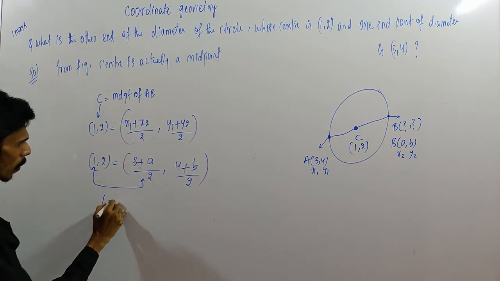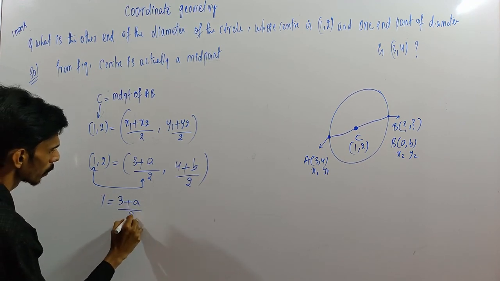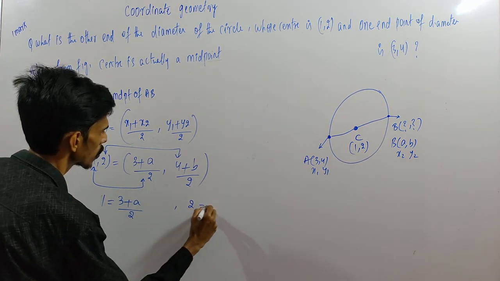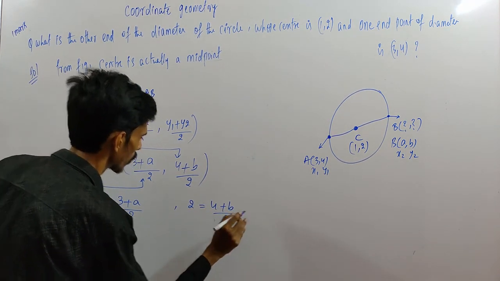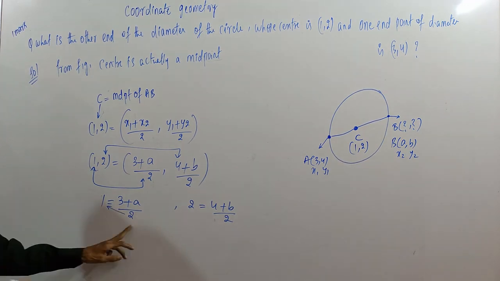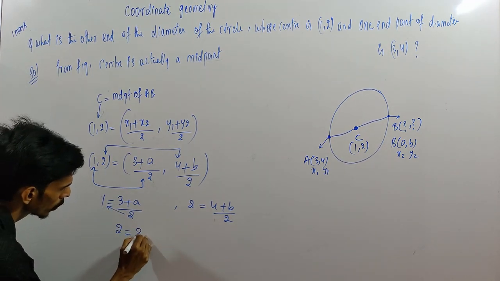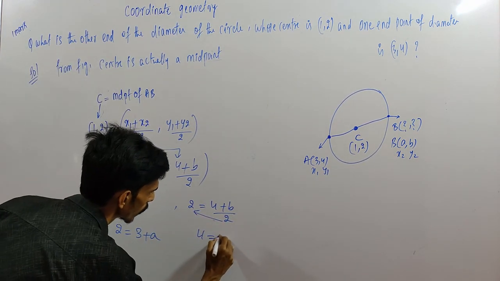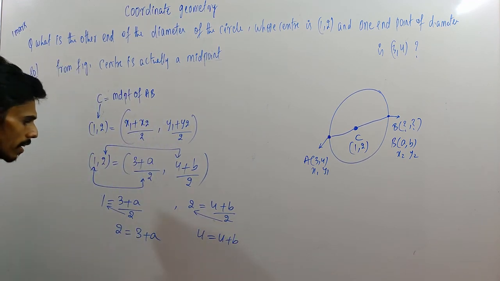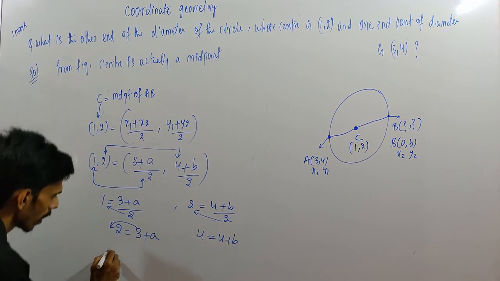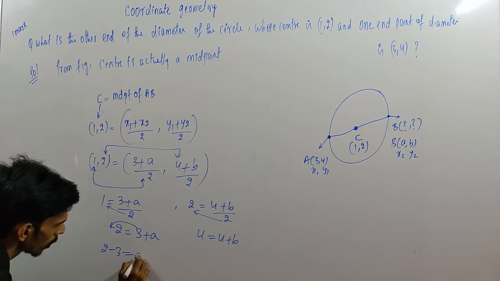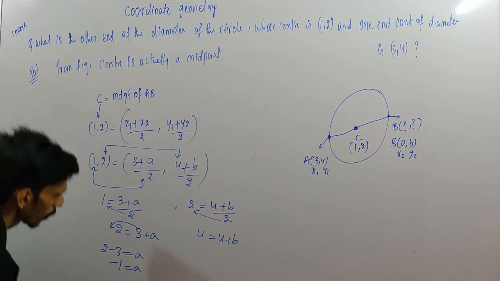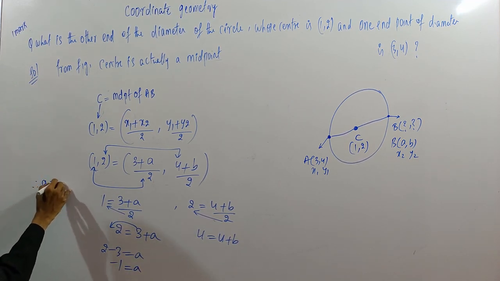1 is equals to 3 plus a by 2. Similarly, 2 is equals to 4 plus b by 2. Now cross multiply 2 into 1, we have 2 is equals to 3 plus a. Similarly, cross multiply here 2 into 2, we have 4 is equals to 4 plus b. Now send this 3 here, we have 2 minus 3 is equals to a. 2 minus 3, we have minus 1. So minus 1 is equals to a. That is, a value is minus 1.